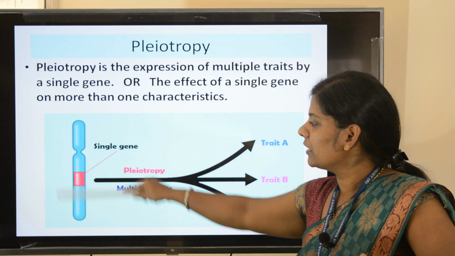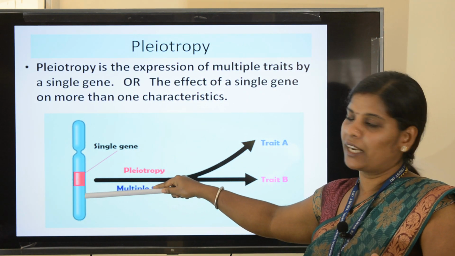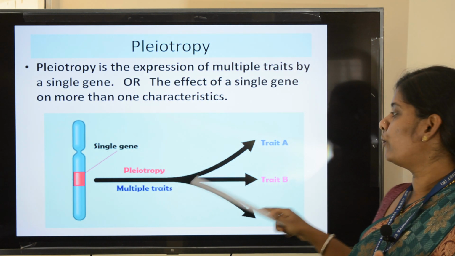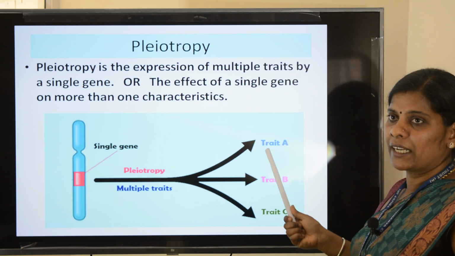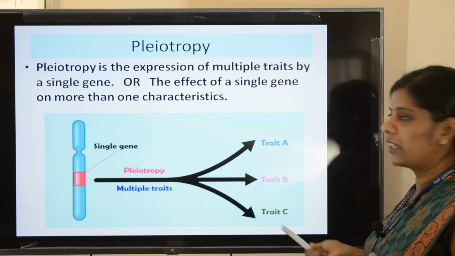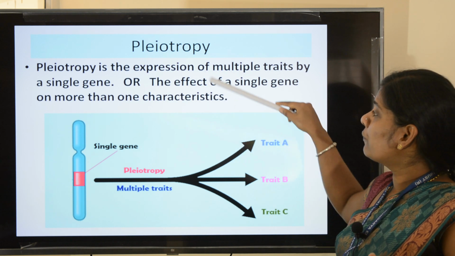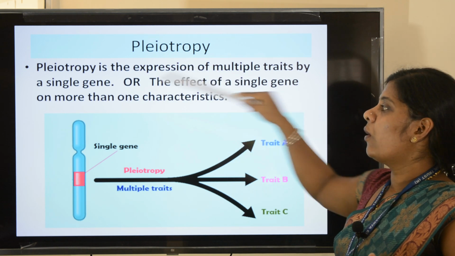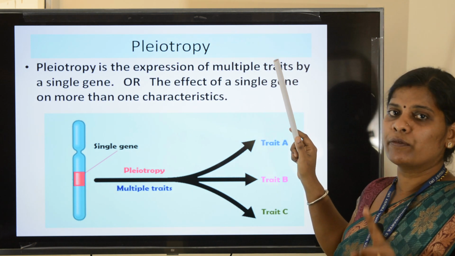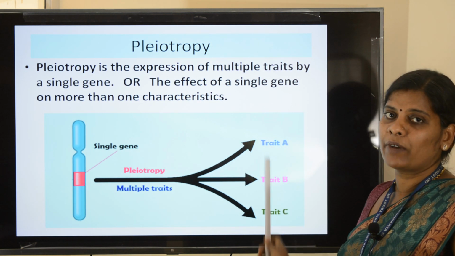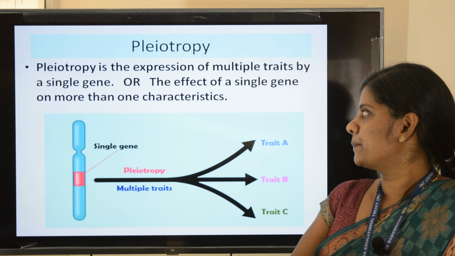Here you can see the picture of a chromosome where one gene is highlighted. This gene is responsible for the expression of more than one character. You can see trait A, trait B, trait C. So pleiotropy, very important, is the effect of a gene on more than one character. One gene or allele influences expression of more than one character. The condition is called pleiotropy.